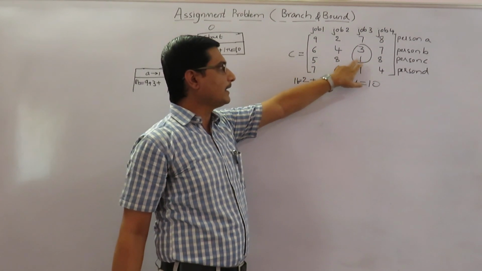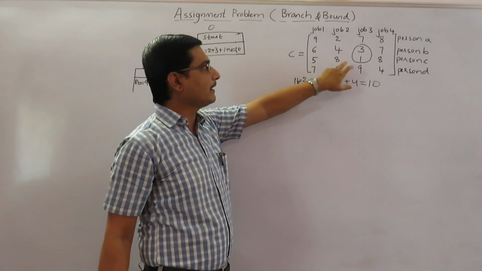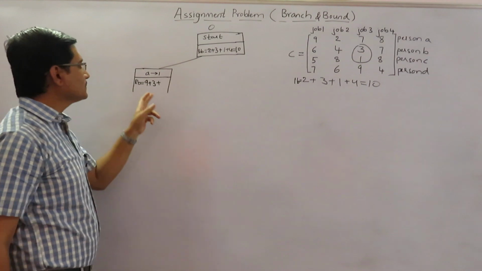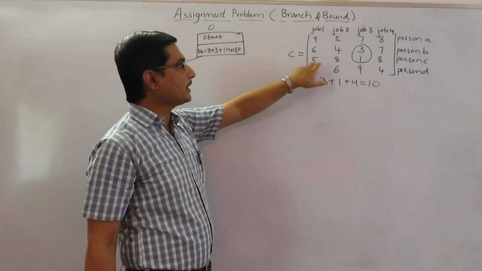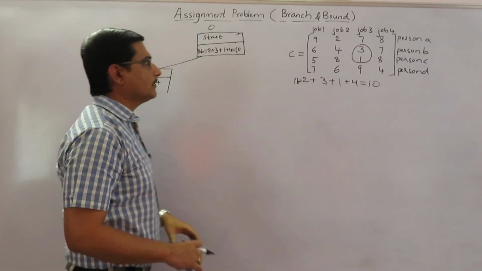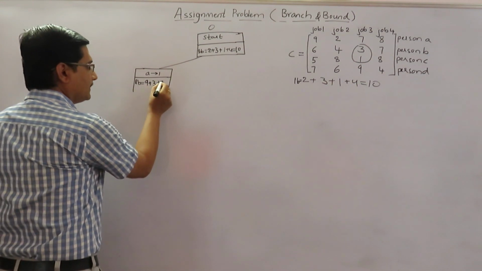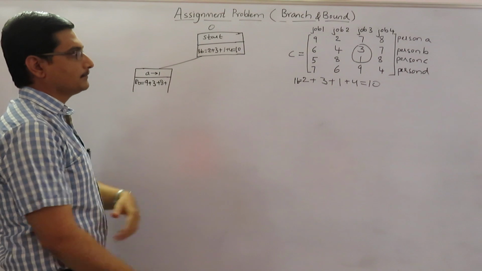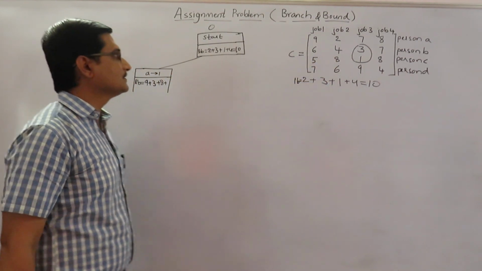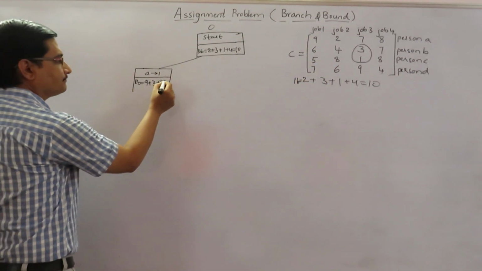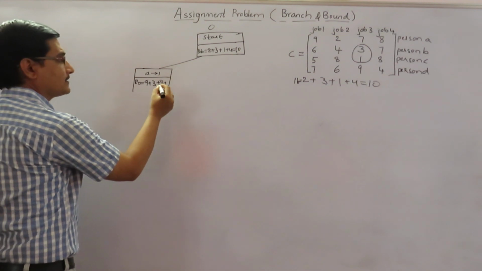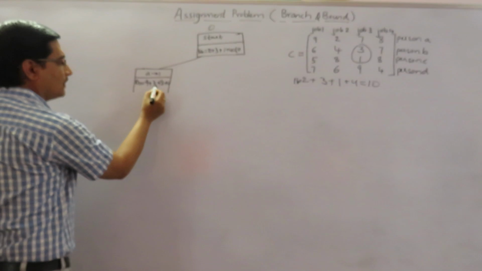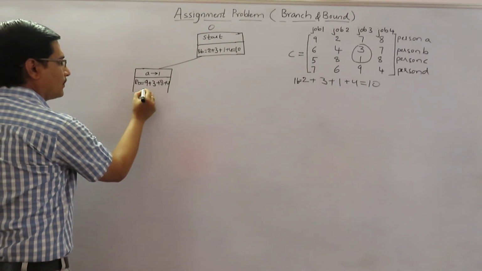We cannot take this value. We have to go for some other value, which is the next least, that is 5. So that is already assigned. So we will have to go for some other value, say it is 8. The job 2 is assigned to person C. Then job 4 can be assigned to person D. So this cost is 9 plus 3 is 12, 12 plus 8 is 20, 20 plus 4 is 24.